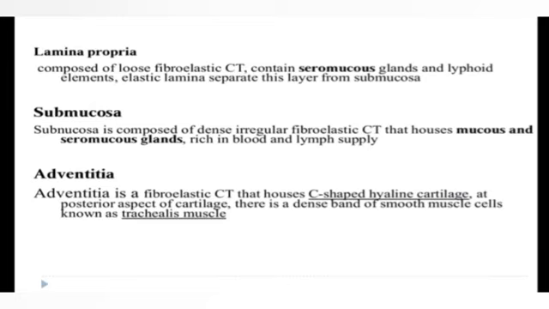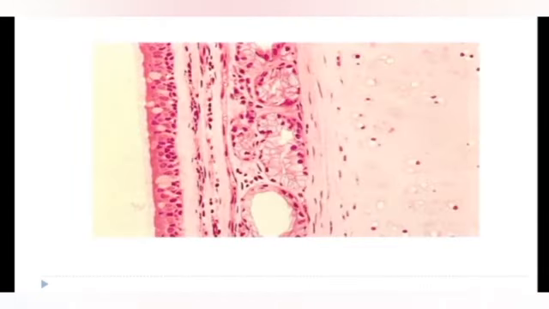If we talk about the outermost layer, that is the adventitia. Adventitia contains the C-shaped hyaline cartilages. It is a fibroelastic connective tissue. At the posterior aspect of the cartilage, there is a dense band of smooth muscle cells, and this is known as the trachealis muscle. So this is the diagram which shows the different layers of the trachea.